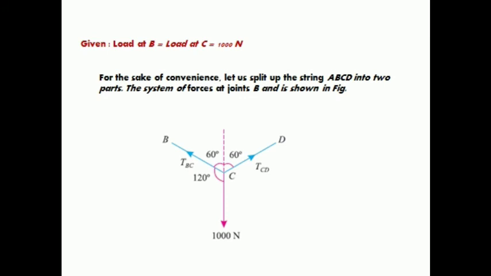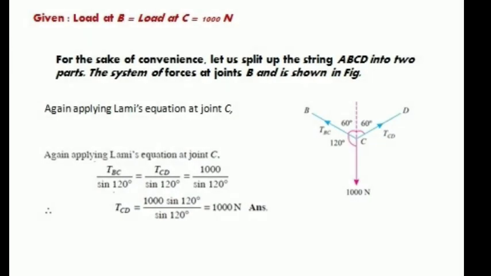Then what is the angle between CD and the 1000 kilonewton load downward? You can easily find it, since the total angle is equal to 360. Then 360 minus 120 plus 120, which means 240, is equal to 120. Again, the angle between the CD and the 1000 kilonewton downward direction is equal to 120. After that, applying Lami's theorem at point C, we find the value of the tension in CD. Let's see.